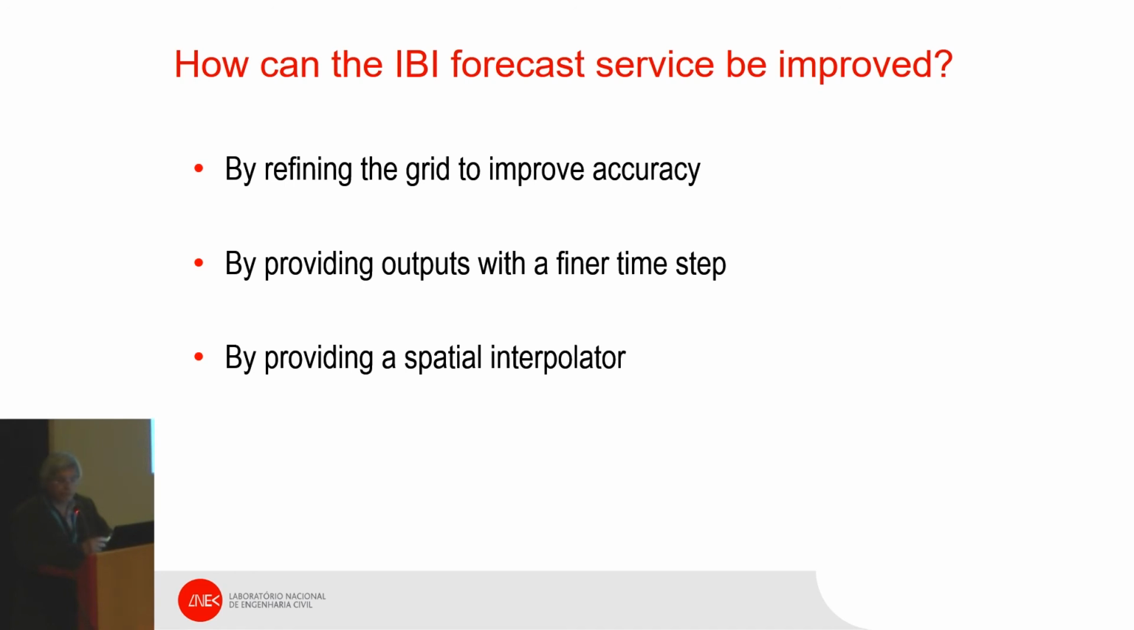So in one of the presentations this morning, you could see that the number of terabytes that are downloaded from Copernicus every year is really enormous, and I think we could reduce this number by providing a spatial interpolator, so giving us only the data that we need rather than forcing us to do the interpolation. And these were the suggestions that I had.